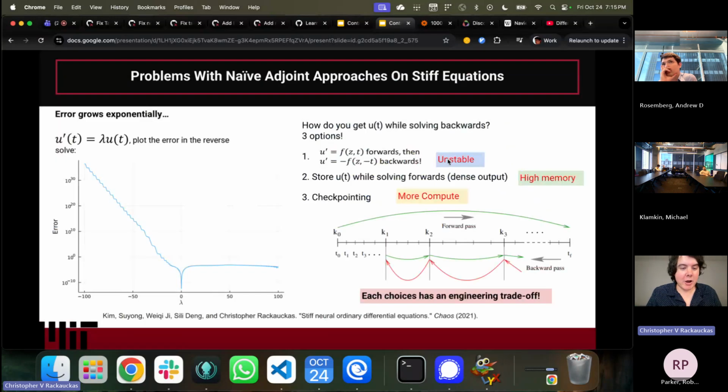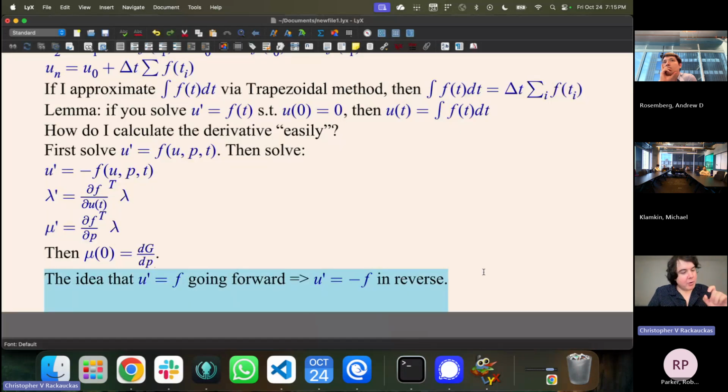This is something you can see in a lot of other cases, right? So for example, if you solve a linear ODE going forwards, and then you just say, okay, now solve minus lambda u going in reverse, right? If lambda is equal to 0, you're perfect. If your lambda is close to 0, you don't have very much error. But if lambda is negative, you actually get exponential growth in the numerical error of this solve. And the reason is because Euler's method will just be compounding all the error that it gets as it goes in reverse. So this is something that is mathematically true, but numerically unstable.